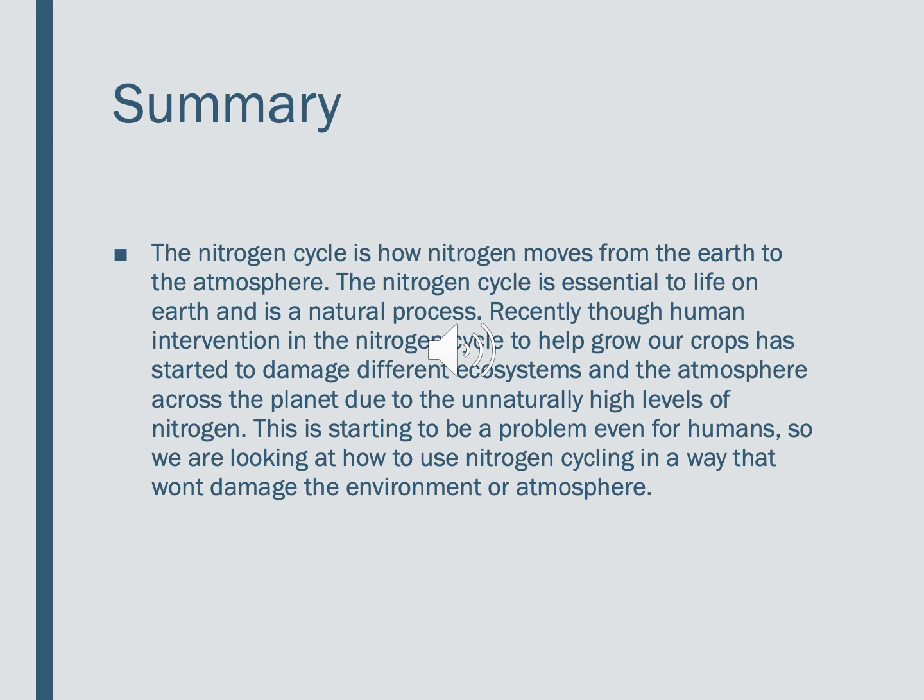The nitrogen cycle is how nitrogen moves from the Earth to the atmosphere. The nitrogen cycle is essential to life on Earth and is a natural process. Recently, though, human intervention in the nitrogen cycle to help grow our crops has started to damage different ecosystems and the atmosphere across the planet due to unnaturally high levels of nitrogen. This is starting to become a problem even for humans. So now we are looking at how to use nitrogen cycling in a way that won't damage the environment or atmosphere and protect our future prospects.